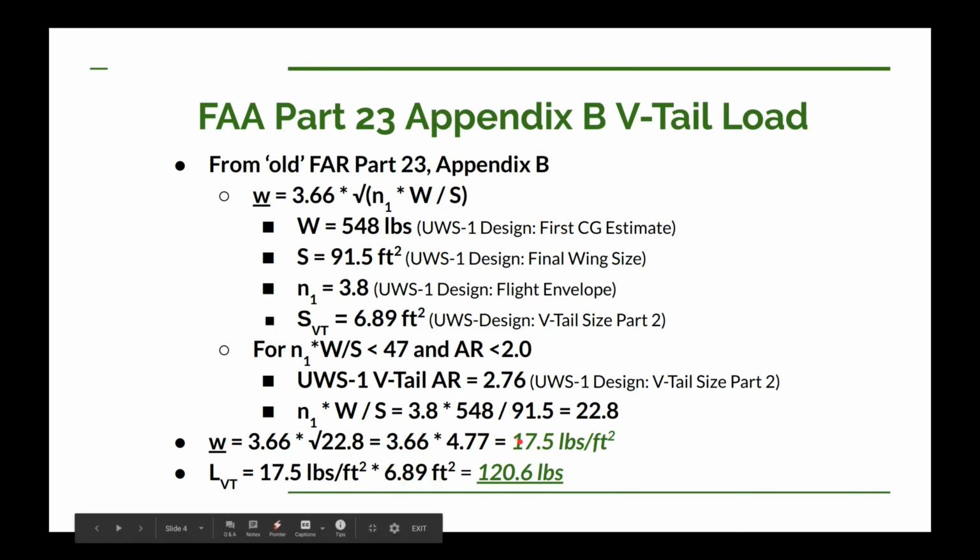If we multiply that by our surface area, we have 126 pounds of load on that vertical tail. And that's just one vertical tail. So that at least gives us a value. We can do a little sanity check on the way we're going to do it analytically here in a moment.